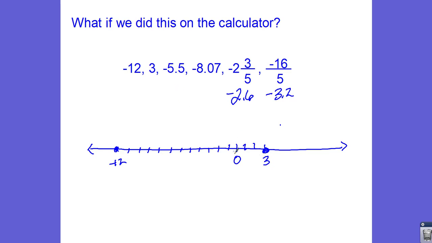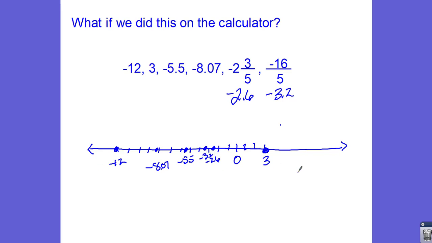The -5.5 would be 5.5 to the left of 0. So 1, 2, 3, 4, 5. So right there in the middle would be -5.5. -8.07 would be just a little bit further. So here's 6, 7, 8. So -8.07 would be right there just to the left of -8. We just said that -2 3/5 was -2.6. So you go 1, 2, just a little over half of that. So -2.6, and then -3.2 would be just to the left of that, which would be about right there, -3.2.